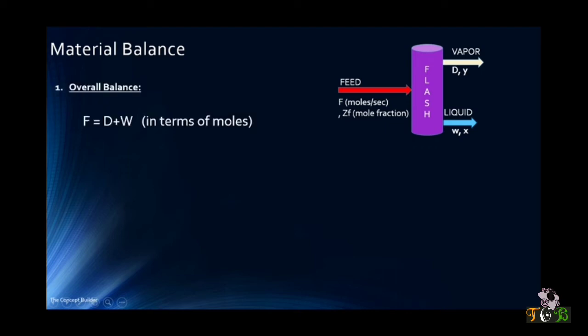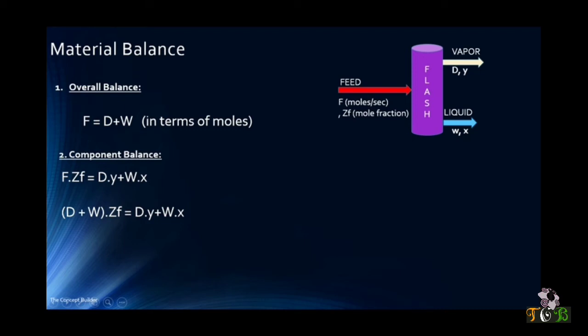Now we're going to do the material balance. The first one is the overall balance, where whatever comes in should go out. The feed came in, so F equals D plus W. This is our overall material balance. Now we're going to do the component balance. If you have learned this subject before, you know that first we do the overall balance, then the component balance. Here we do the component balance on the more volatile component, because all the information is given. So let's do it. F times ZF, the mole fraction of the feed, equals Dy plus Wx.